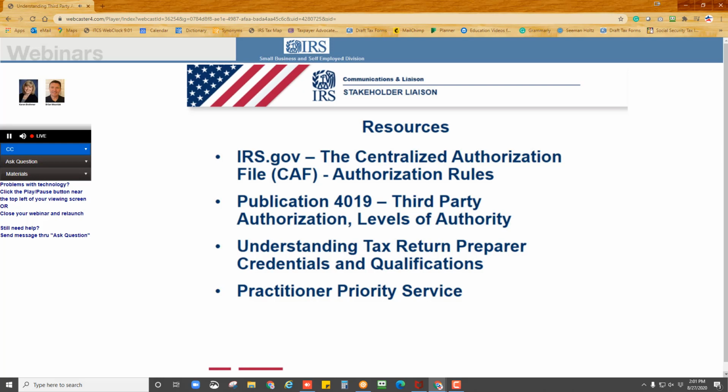There's a link to information about the centralized authorization file and authorization rules, so please check that out. There's also a publication, 4019. It's a great publication. It's just 2 pages. I will give you a warning. On page 1, it has fax numbers for the CAF unit. That publication has not been updated in a while, so please do not rely on the fax numbers on page 1 of that pub for where to fax the 2848. But the publication has a chart on page 2, and the chart is what's valuable. It has information about Form 2848, Form 8821, the checkbox authority, oral authority. All that is on that chart on page 2 of that pub.